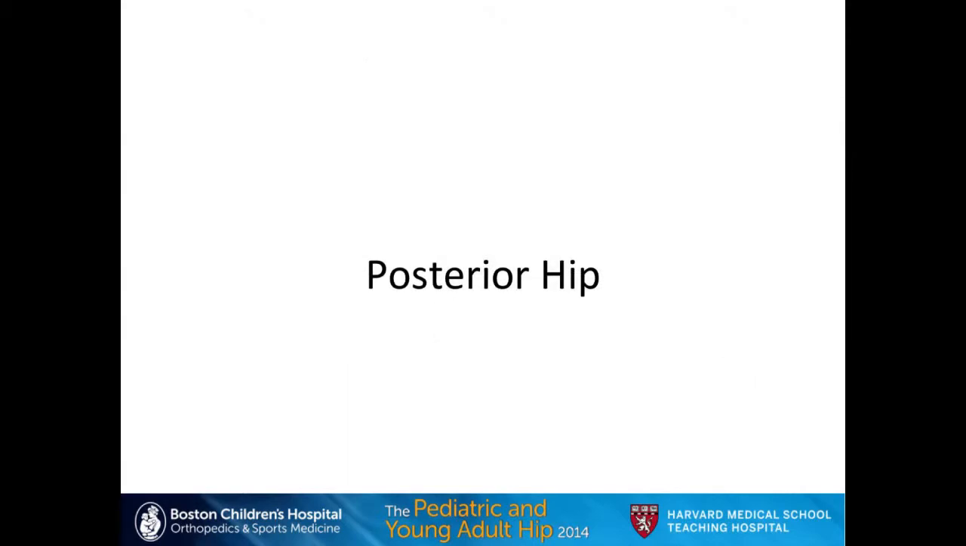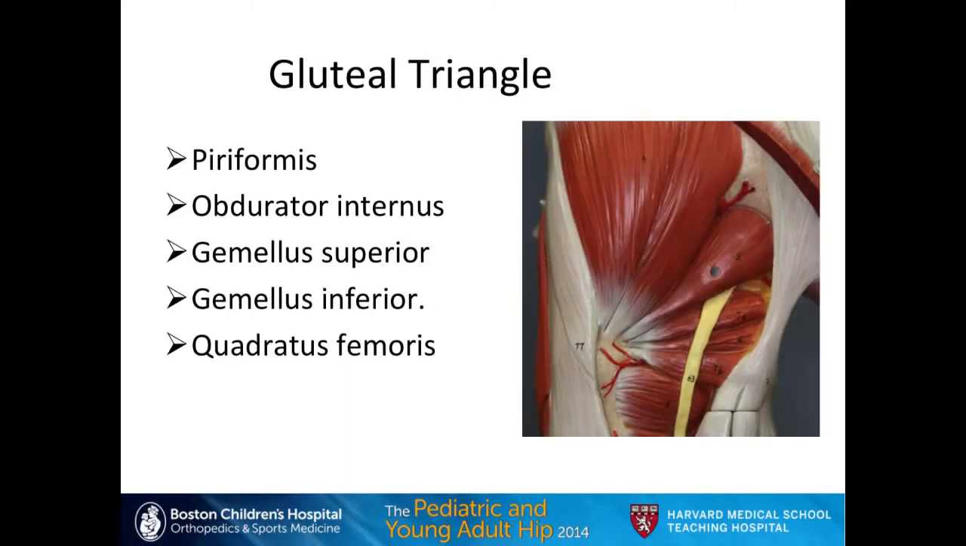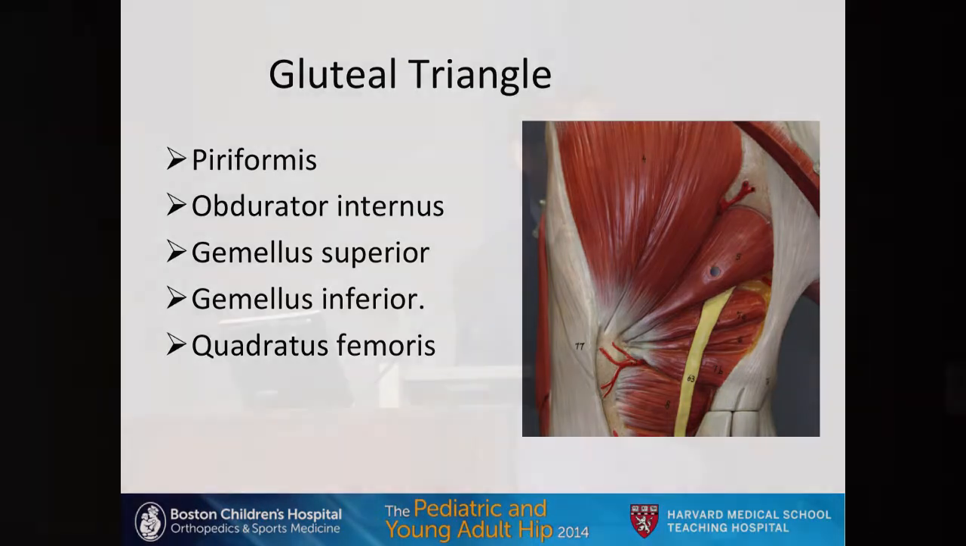Now moving more toward the posterior aspect of the hip, you've got a number of small external rotators. Starting at the top here, you have the piriformis muscle, and then you have the small external rotators: gemellus superior, obturator internus, and gemellus inferior. The sciatic nerve comes out underneath of this and then lays over the top of the small external rotators.